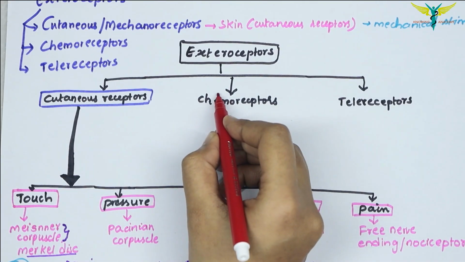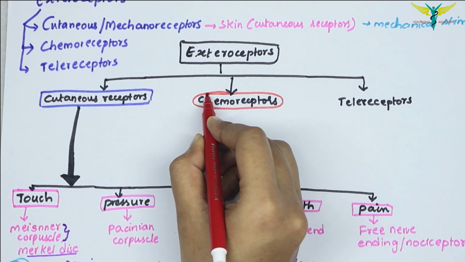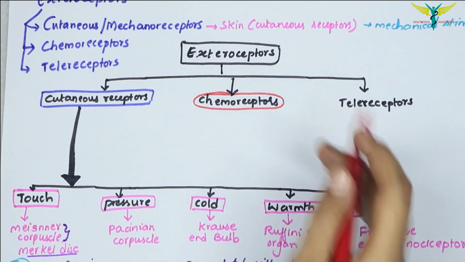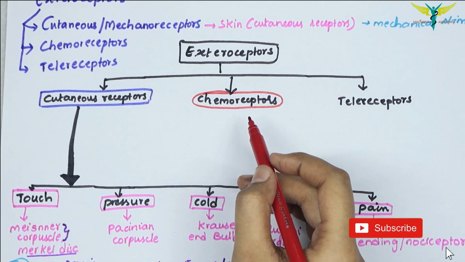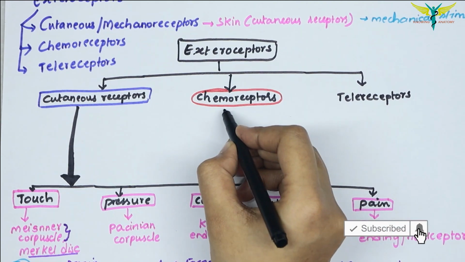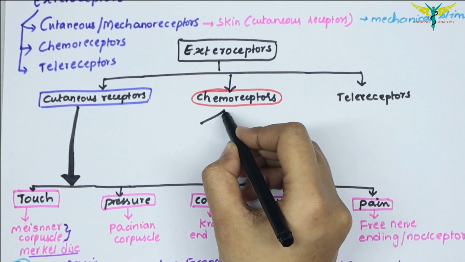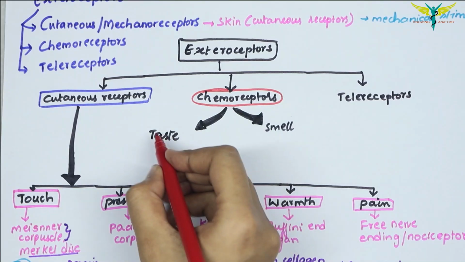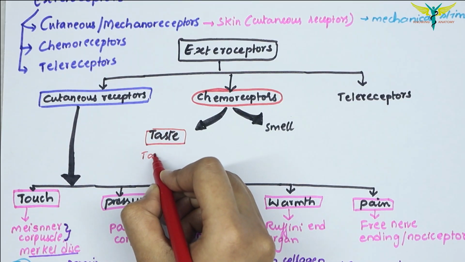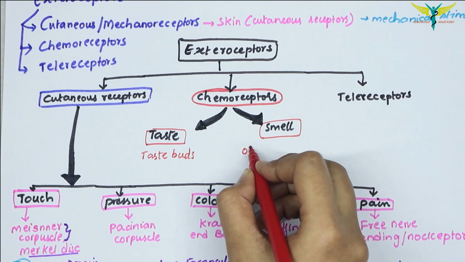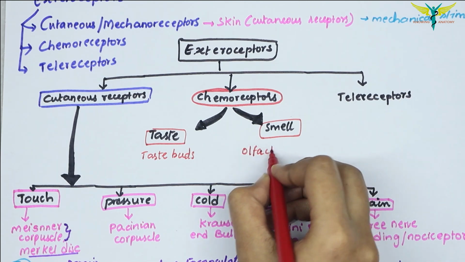Now let's learn about the chemoreceptors, the second group of the exteroceptors. The chemoreceptors are the receptors which give response to chemical stimuli. These are taste and smell. The taste chemoreceptors are present in the taste buds, and the smell receptors are the olfactory receptors.